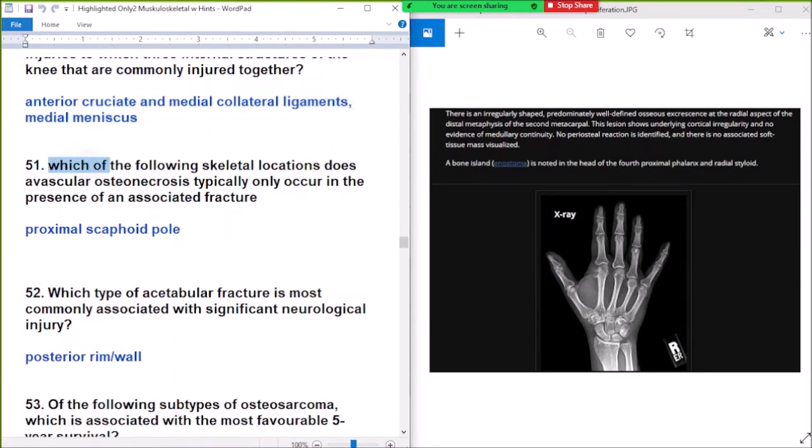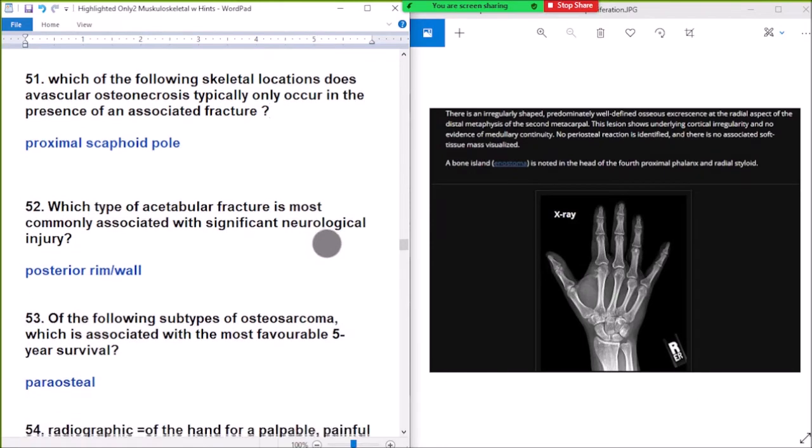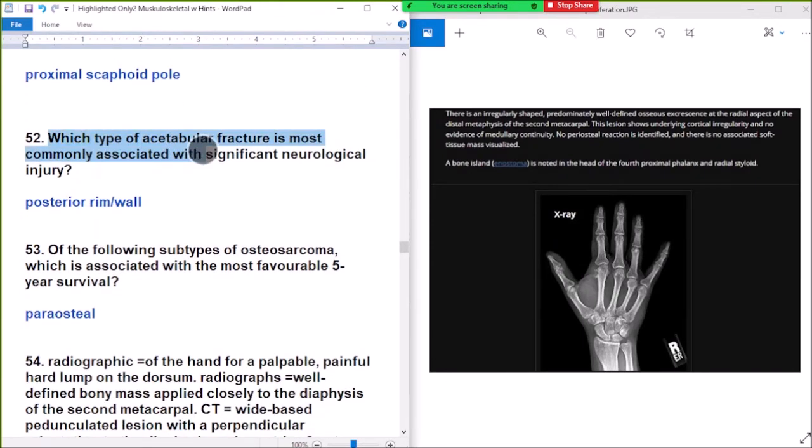Question 51. In which of the following skeletal locations does avascular necrosis typically occur only in the presence of an associated fracture? Proximal scaphoid pole. Question 52. Which type of stable fracture is most commonly associated with significant neurologic injury? Posterior rim or wall.